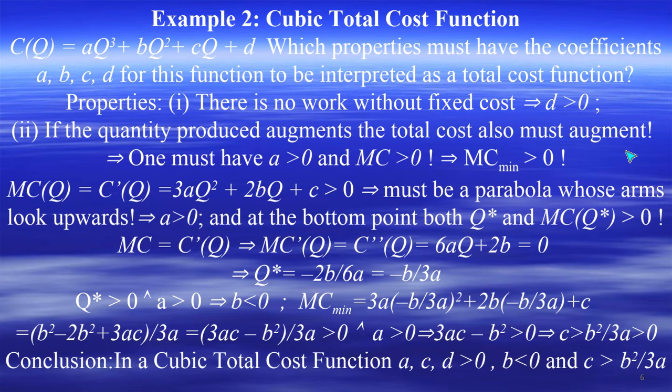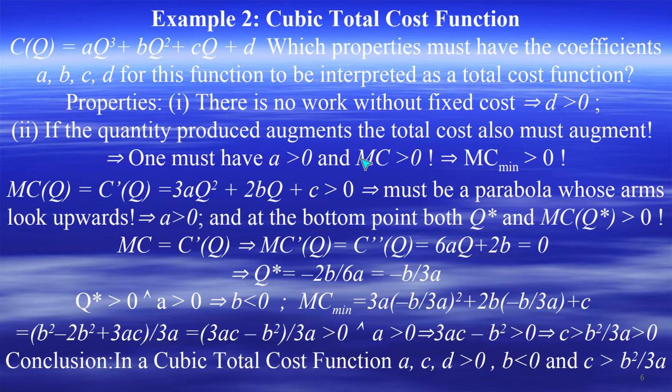So that means one must have A positive. Why? If this coefficient A is negative, then it is the coefficient of the third degree term. Then when Q augments, at the end C(Q) should go to minus infinity, but this is not possible. C(Q) must always augment towards plus infinity. So A should be positive. But we will also obtain it with mathematics.